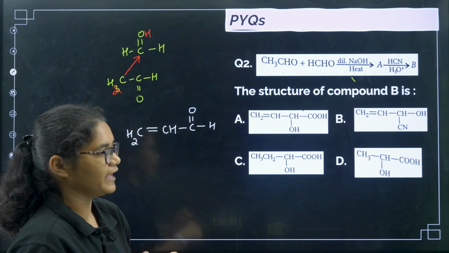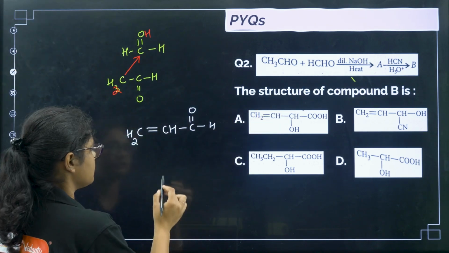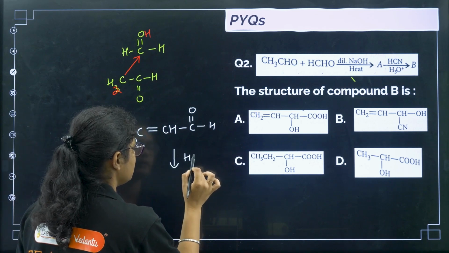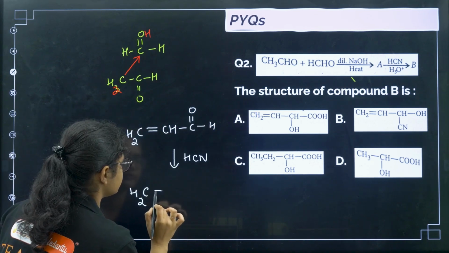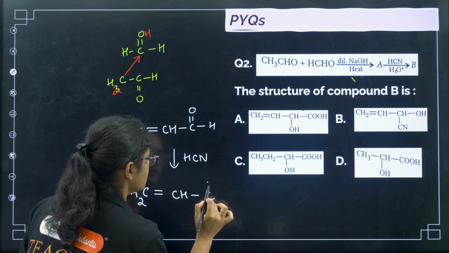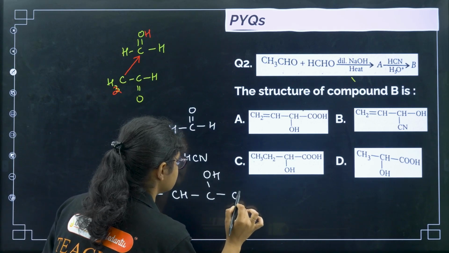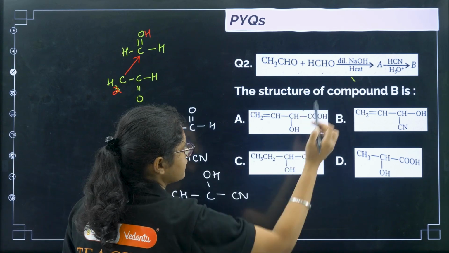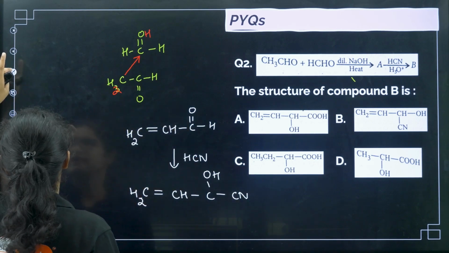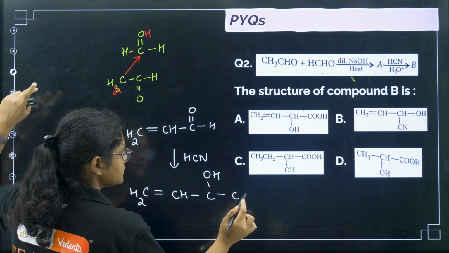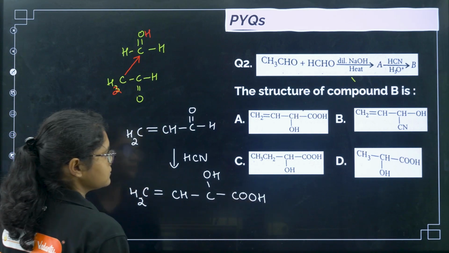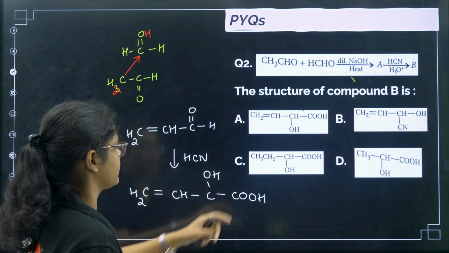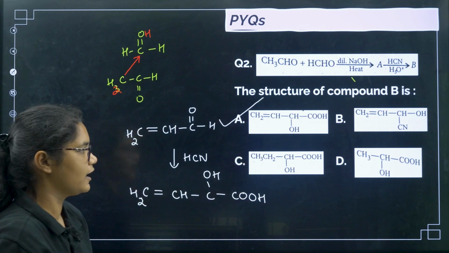Now there is addition of HCN. So if you remember HCN, what does it do? Nucleophilic addition again, right? OH and CN will form, we'll get cyanohydrin. So CH2CH, I'll get OH and then CN. After that there is hydrolysis. So hydrolysis will convert this CN to COOH. So what will I get after that? COOH. Okay, so which is the correct answer? You can see option A is the correct answer here.